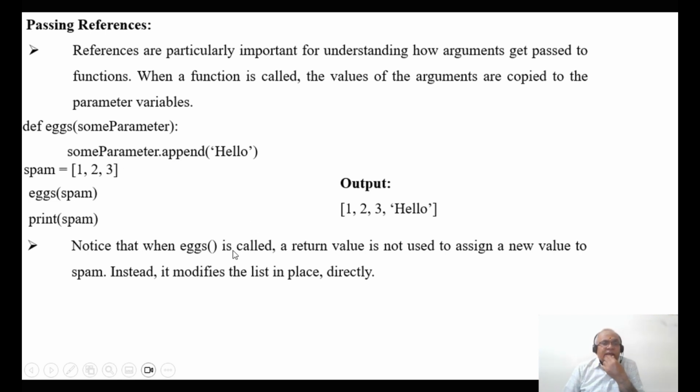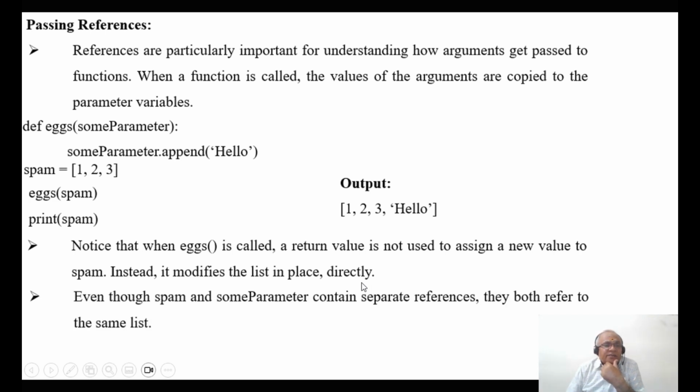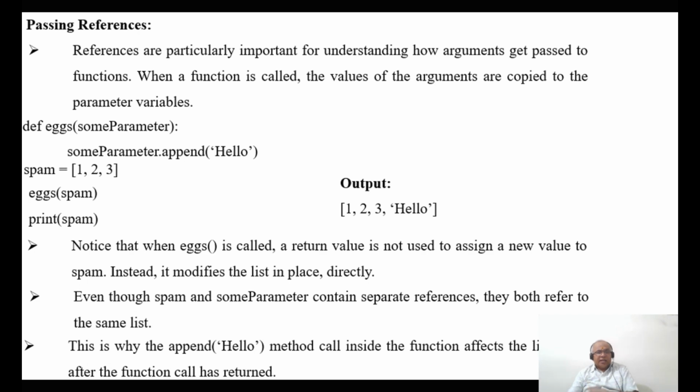So notice that when x is called, a return value is not used to assign a new value to spam. Instead, it modifies the list in place directly. So that is the advantage of passing references. Even though spam and some parameter contain separate references, they both refer to the same list. What is the list you have? The list is 1, 2, 3. That is why when the append hello method call is made inside the function, it affects the list even after the function call has returned.